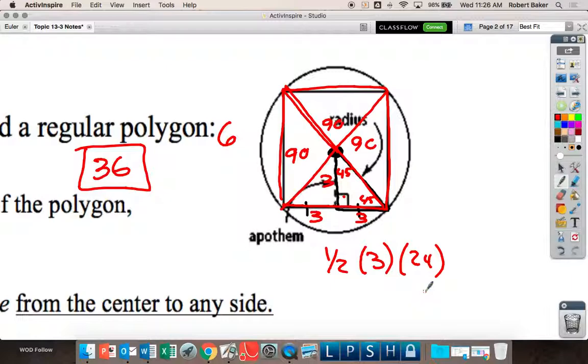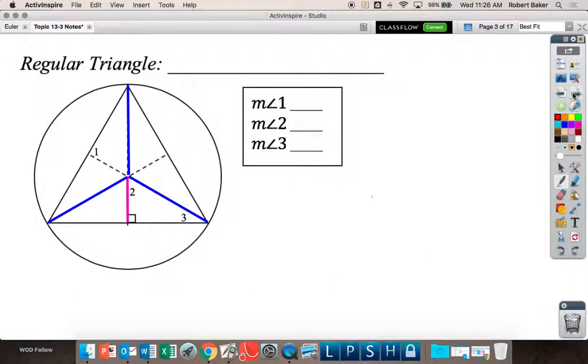What's half of 72? 36. Same exact number. So you can use 1/2 the apothem times the perimeter to find the area of a shape, but don't do it if you don't have to, right? If you can just use base times height, use base times height. Sometimes using the apothem creates different avenues. So we'll kind of go through this in 2 layers, right?